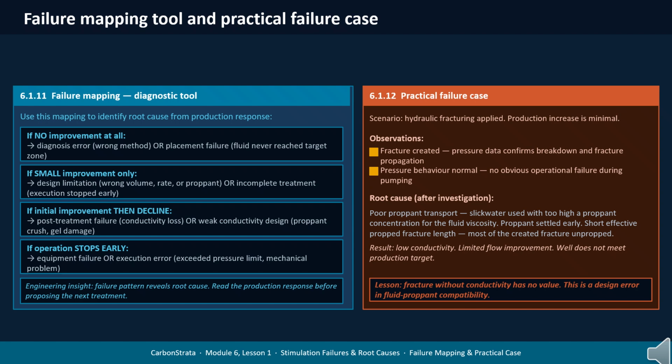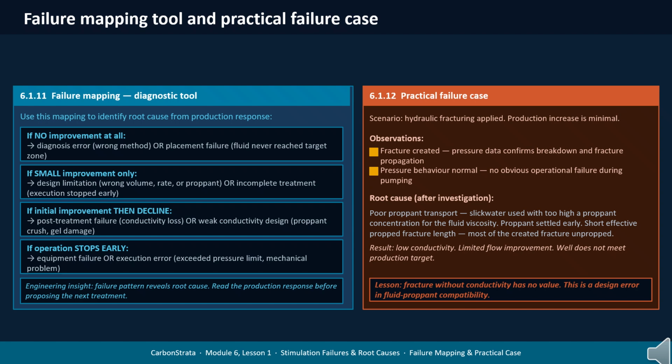Now fourth pattern. Operation stops during treatment. This means the system was never completed. Cause is equipment or execution failure. Now define rule. The production curve is the diagnostic tool. Do not redesign until the failure pattern is classified.